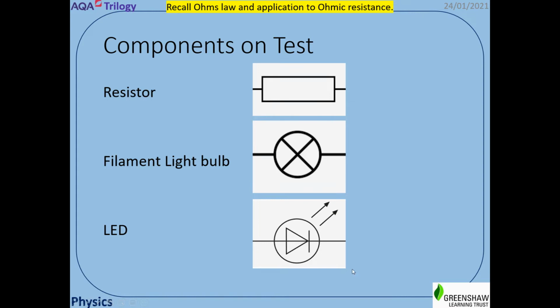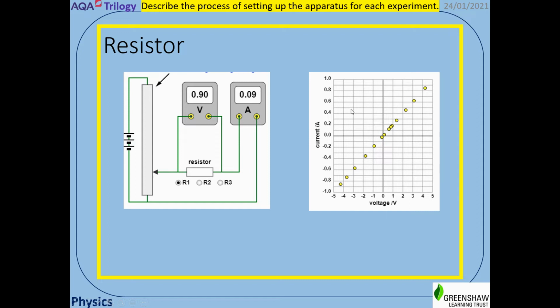And by the end of this lesson, I need you to be confident in telling me which component will produce which shape graph and being able to identify that. Okay, so we move on initially to testing a resistor, and I'm going to show you the circuit here, and then we'll look at the shape of the graph.